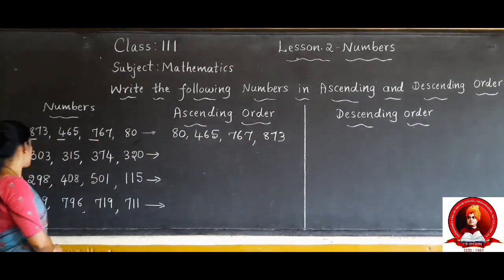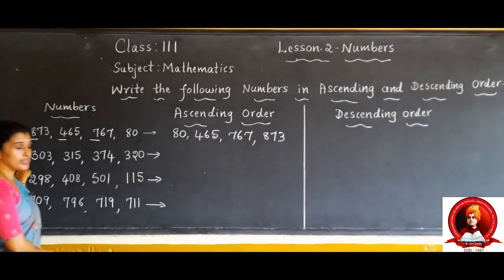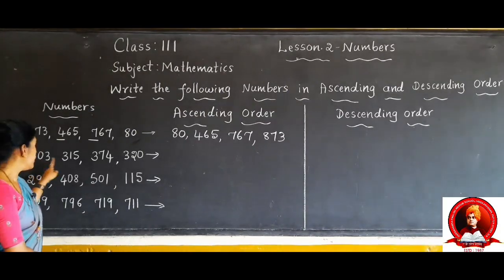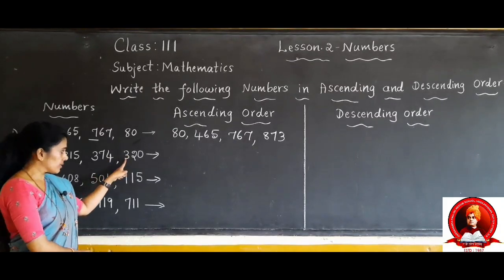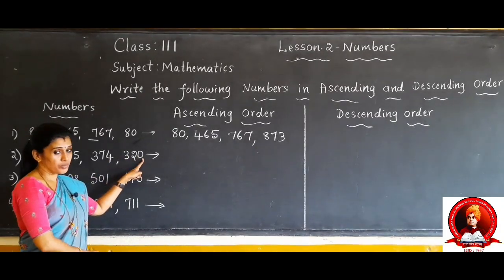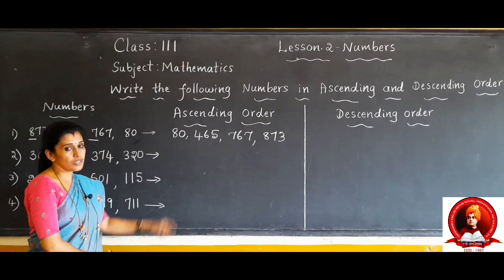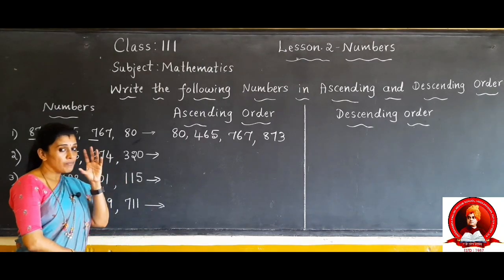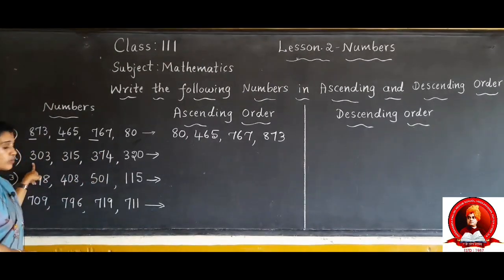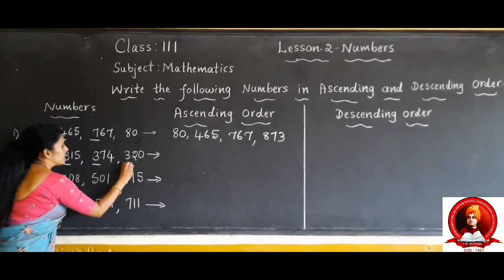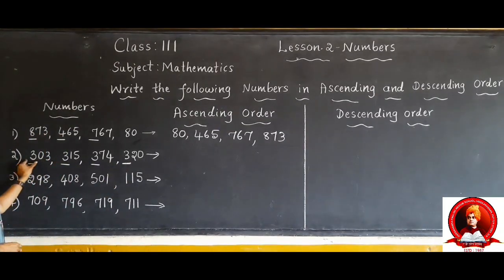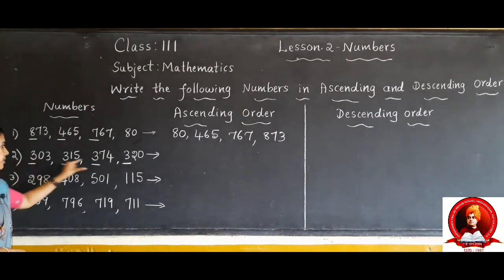Okay, now we will move to the second one, that is 303, 315, 374 and 320. Now, we have to arrange these numbers in ascending order. First, we have to select the smaller one. What is that children? How to find out? Let us check the hundreds place. See here, in these 4 numbers, firstly we can see 3, everywhere 3 is there.